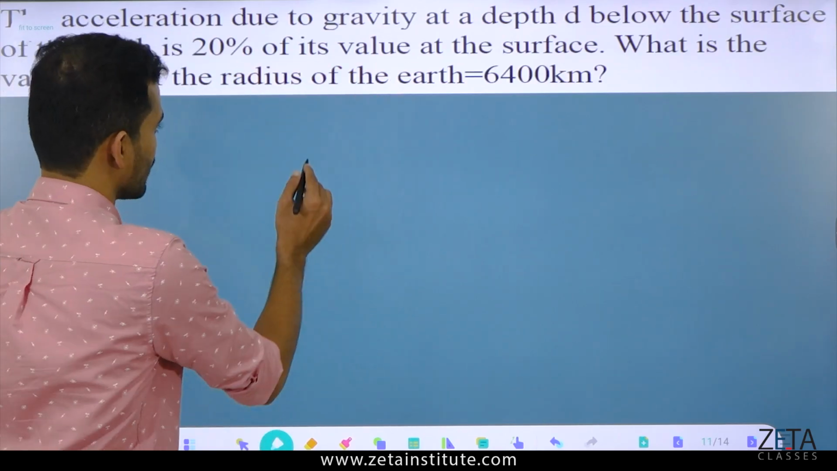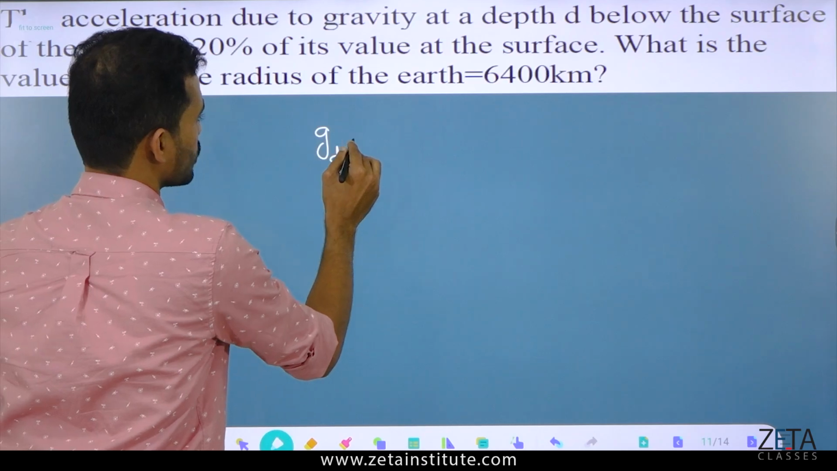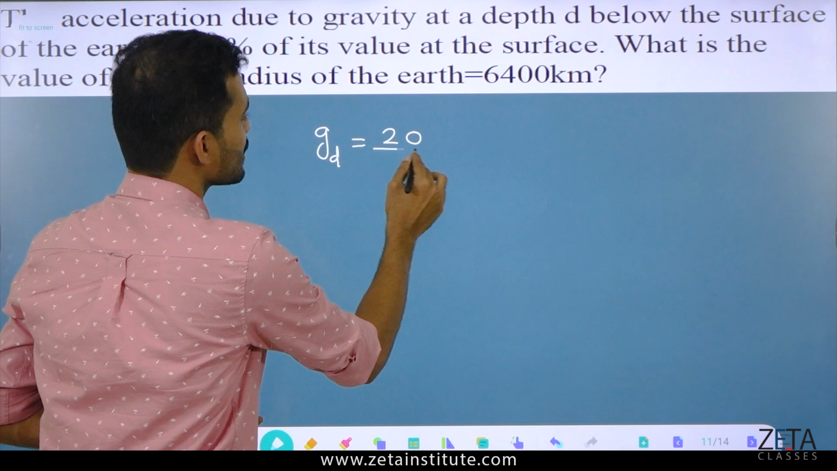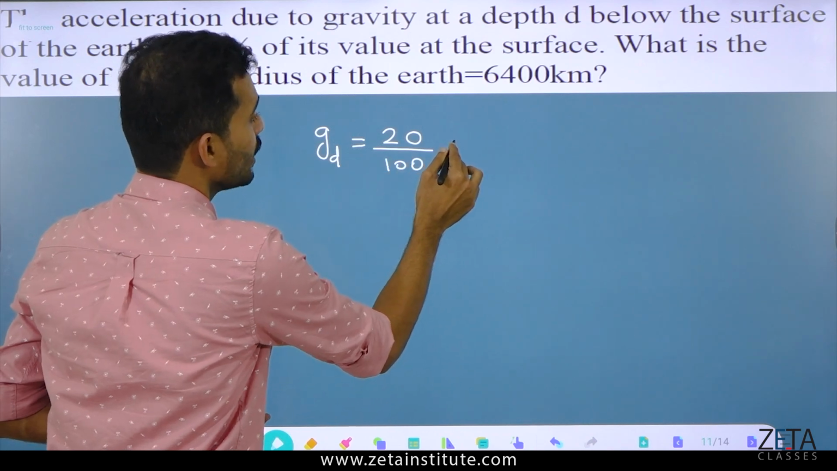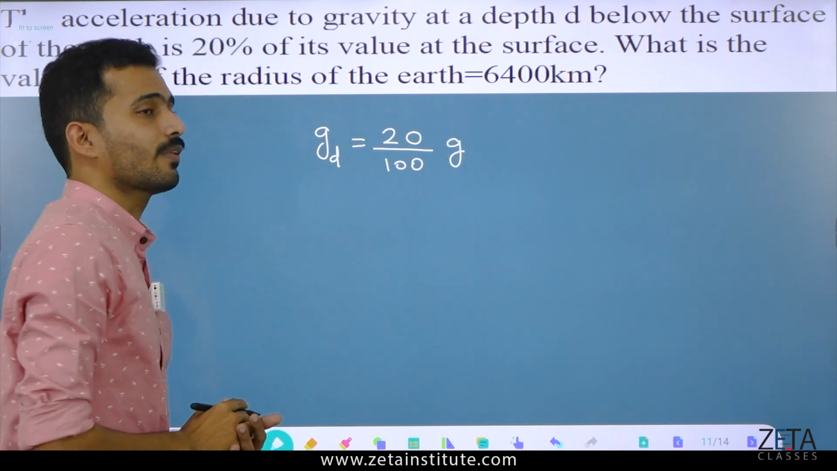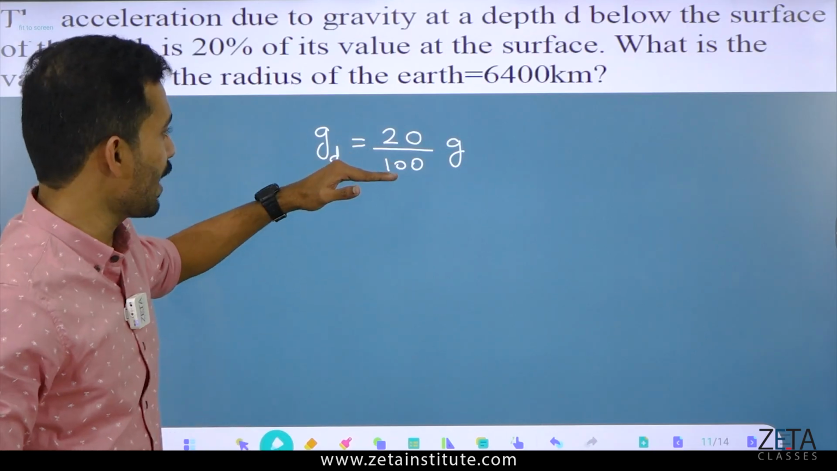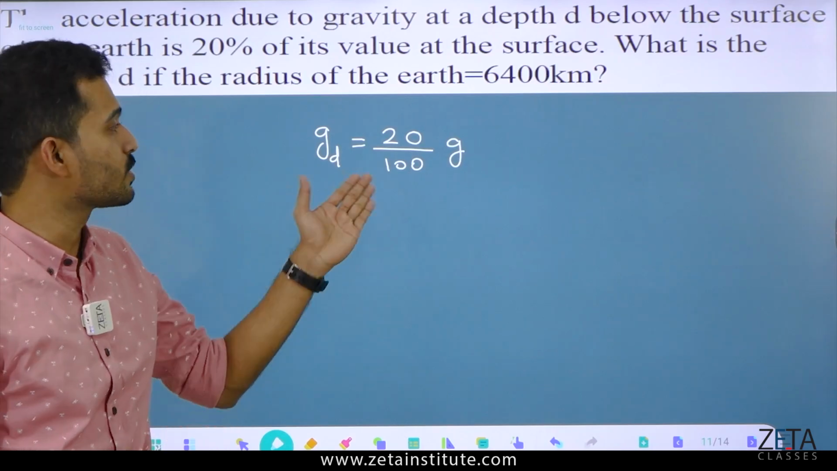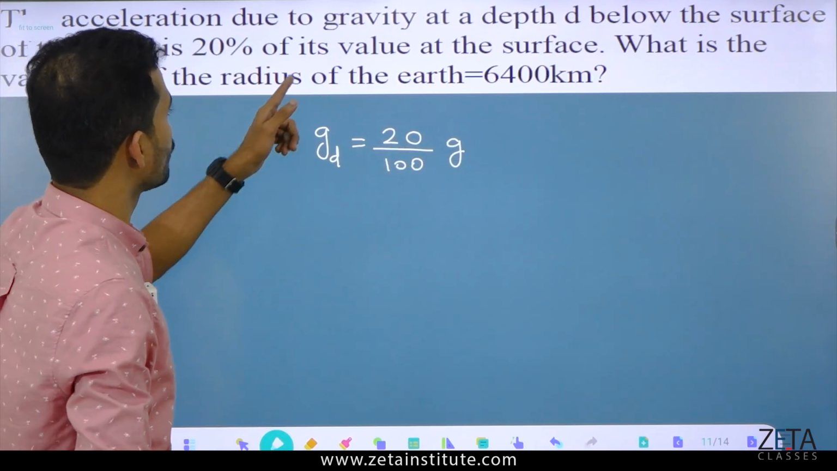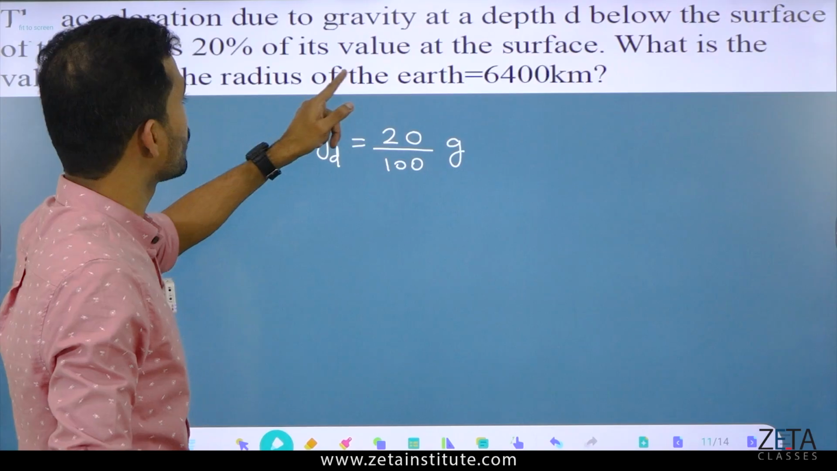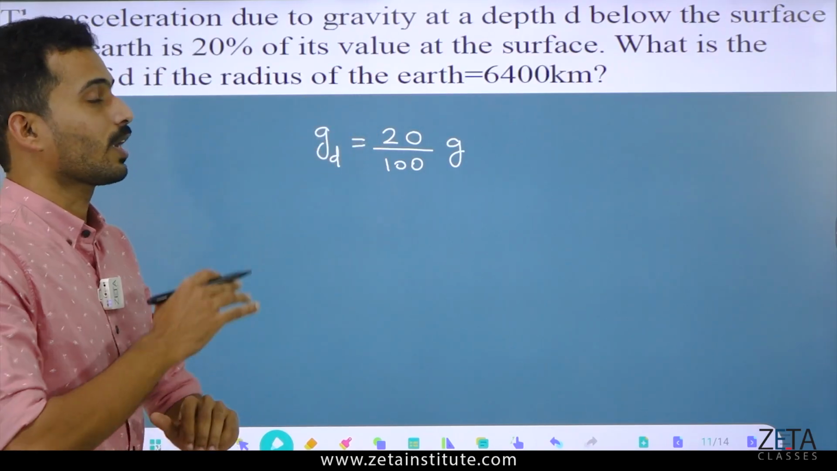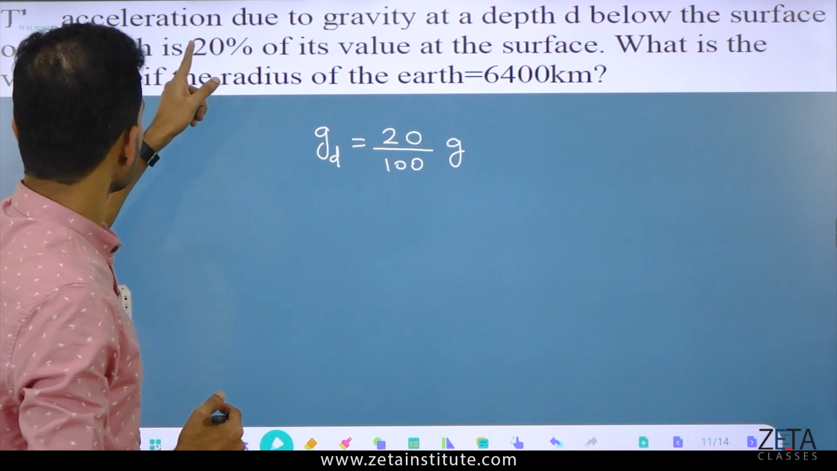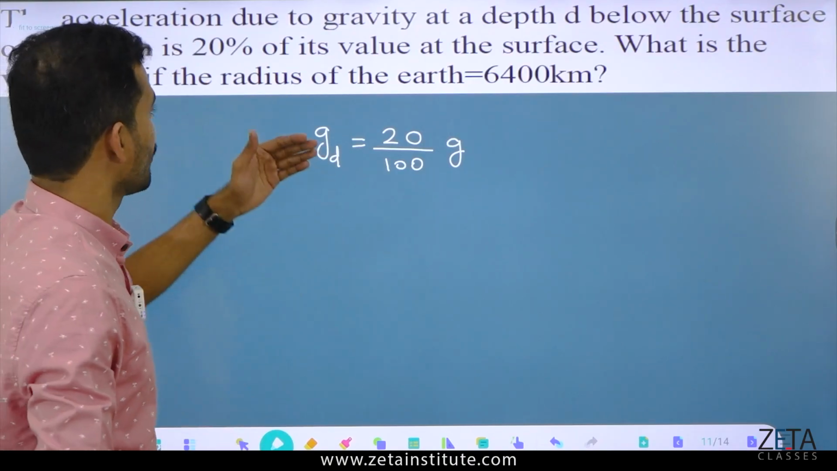Here the value of acceleration due to gravity at a depth d is 20% of its value at the surface. That can be written as gd, the acceleration due to gravity at a depth d, is equal to 20 by 100 into the value of acceleration due to gravity on the surface of the earth. So gd is equal to 20 divided by 100 into g, that means 20% of g. You have to find the value of d if the radius of the earth is 6,400 kilometers.